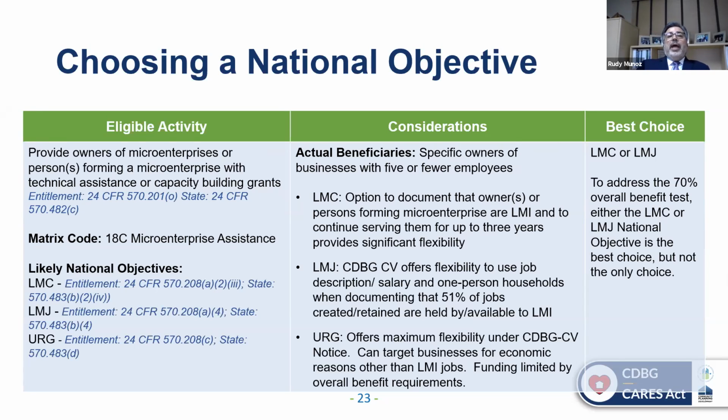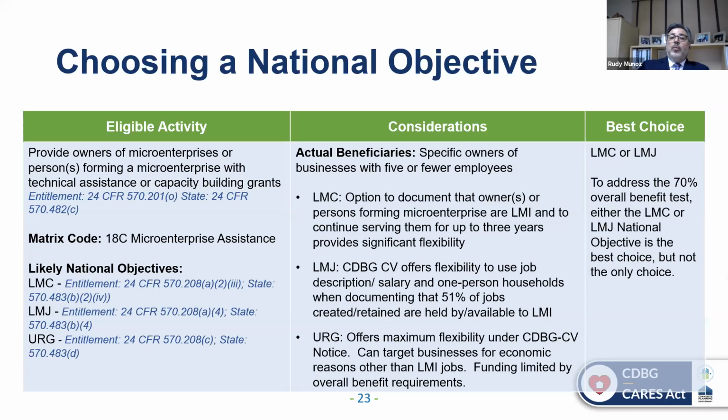If we look at the option for LMJ, you would use this option if the owners or persons forming the microenterprise are not low and moderate income, but they are willing to commit to creating a number of jobs. In this case, at least 51% of the jobs would need to be low and moderate income. For jobs, remember that there are some new flexibilities allowing grantees to substitute records showing the type of job and showing that the annual wages or salary of the job is equal to or less than the low income limit for a 1-person family. This is a flexibility that should be looked at by all of you.